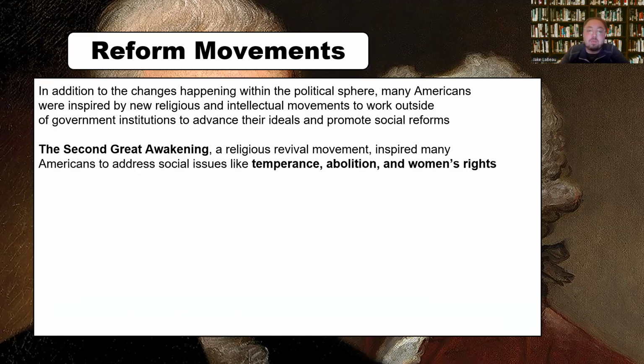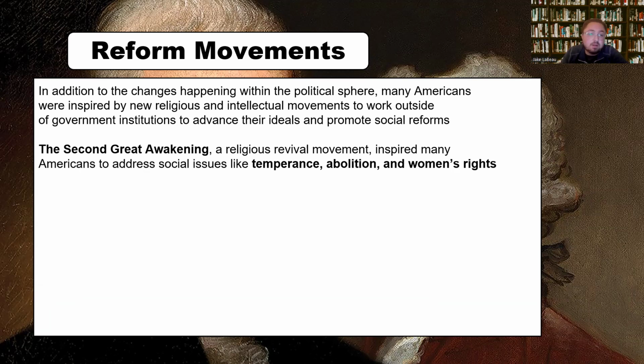And one of those reform movements, the big one, is the Second Great Awakening. So you have this religious revival movement inspired by many Americans to address these social changes. What are the social changes that they wanted? They wanted temperance, which is the reduction in consumption of alcohol. They wanted abolition, the abolition of slavery, and they had these movements for implementing more women's rights.